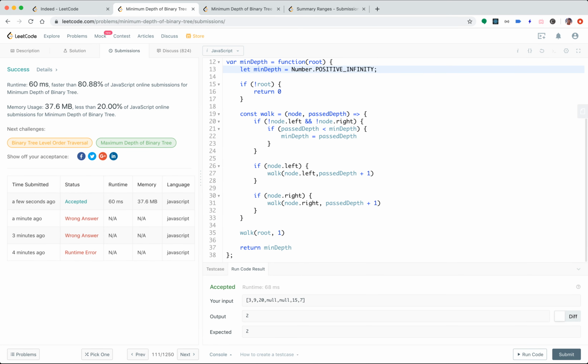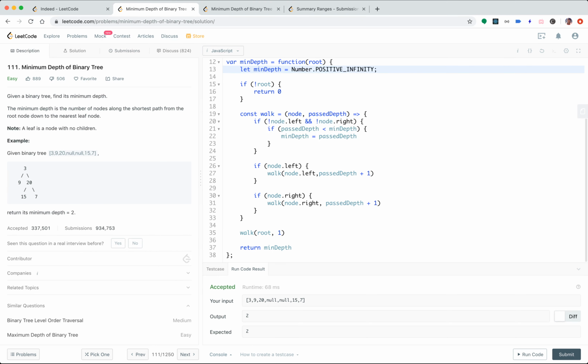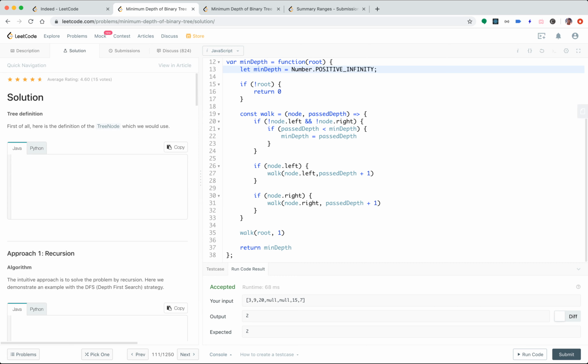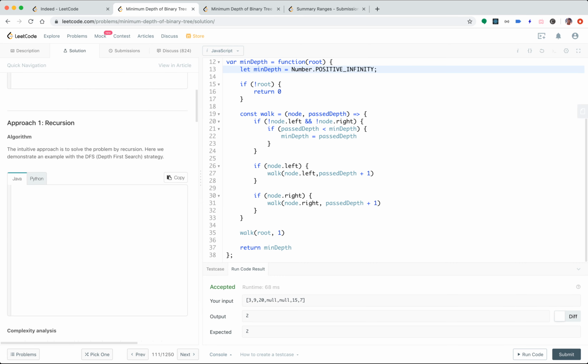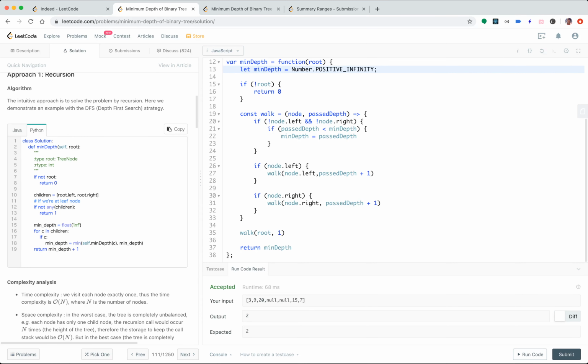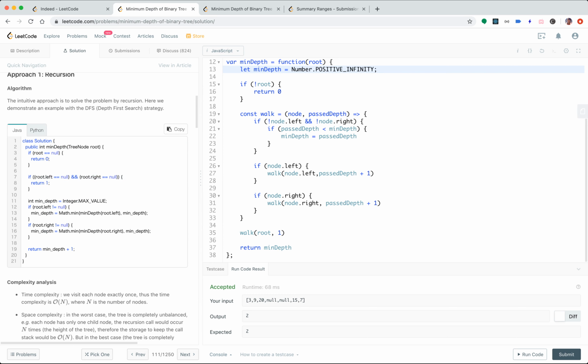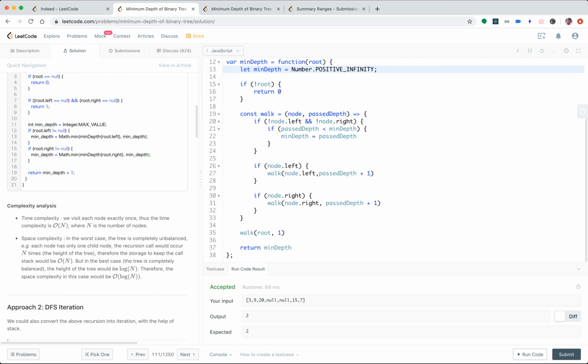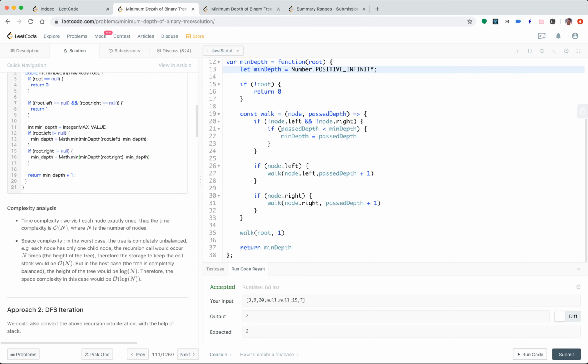Then what's the meaning of this? Recursion, yeah, recursion. DFS strategy. Left null, return 1. Main math min. Complexity: we visit each node, and then we walk, so each node exactly once.